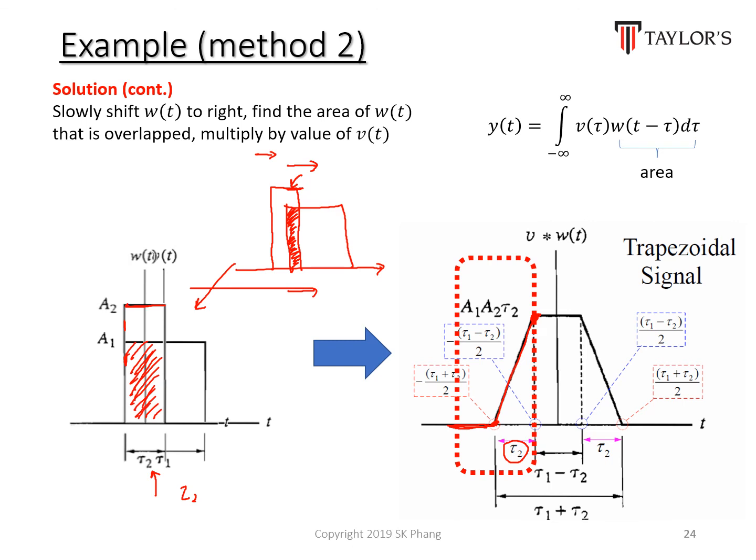multiplied by this constant, and the area is A1 times tau 2. This is the area because this is tau 2 and this is A1 multiplied by A2. So therefore you have A1, A2, tau 2 over here, and this is where the answer comes from. A1, A2, tau 2 at this point. And then this particular graph will need to continue to slide to the right, and we'll explain it in the next slide.